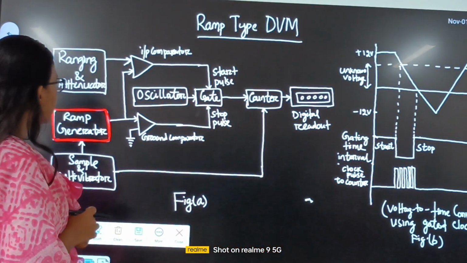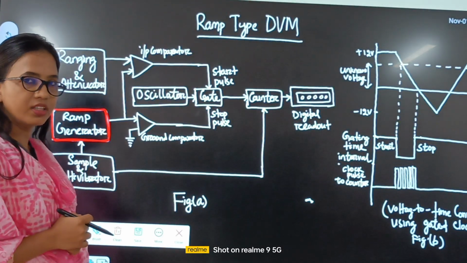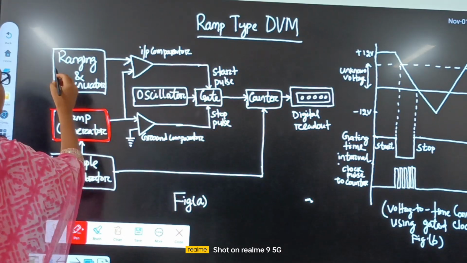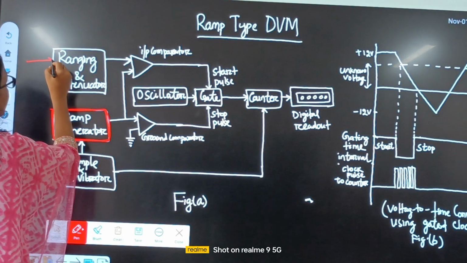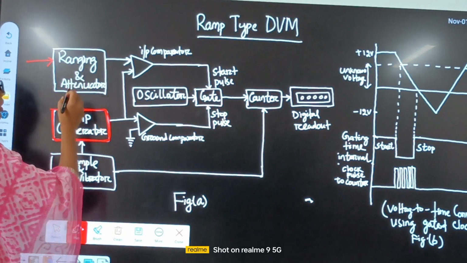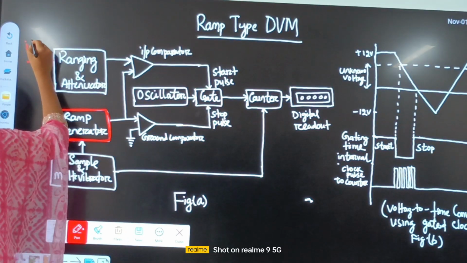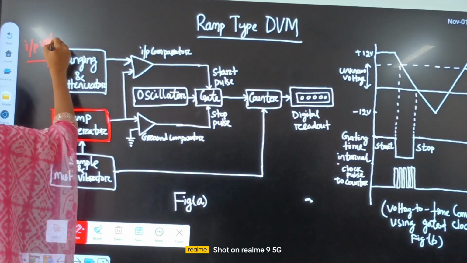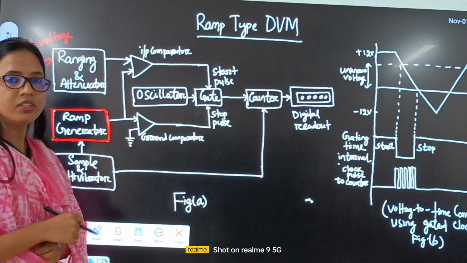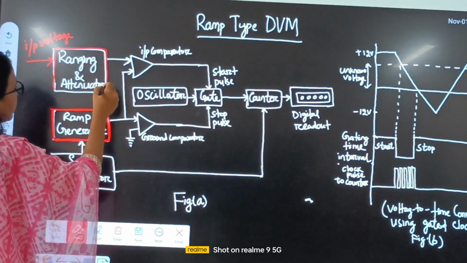I will explain each block of ramp type DVM. So let's start. The voltage which we are going to measure is given to the first block, which is called ranging and attenuator. So the input voltage which we are going to measure is given to the ranging and attenuator.